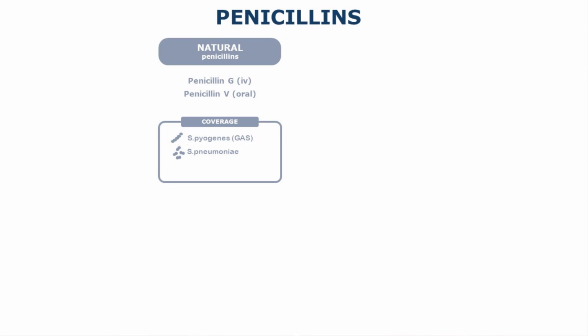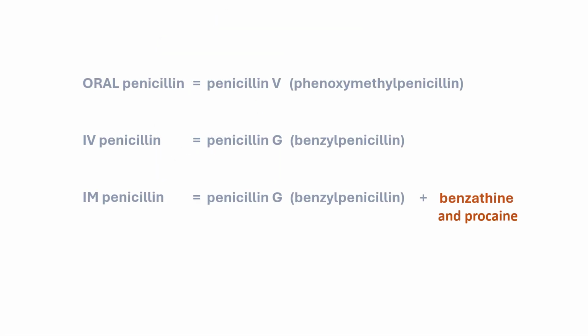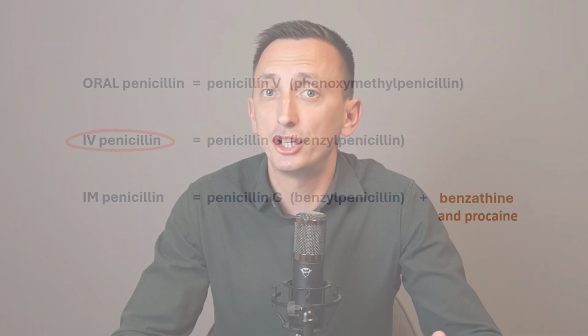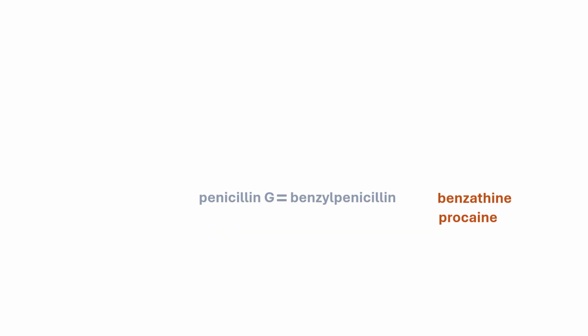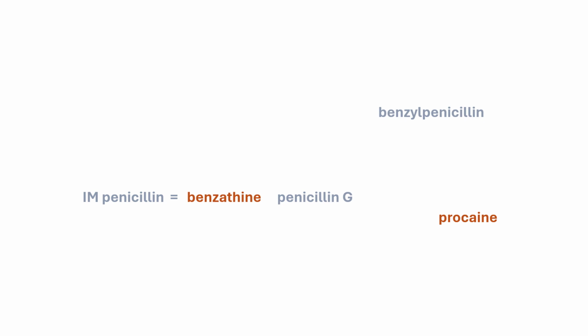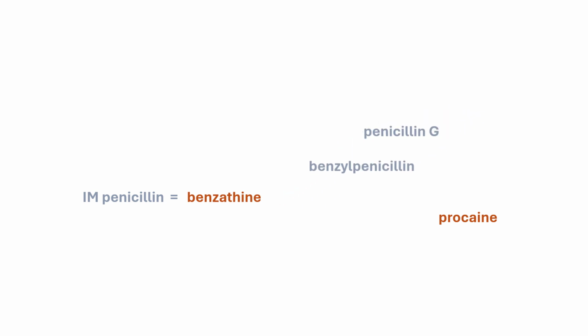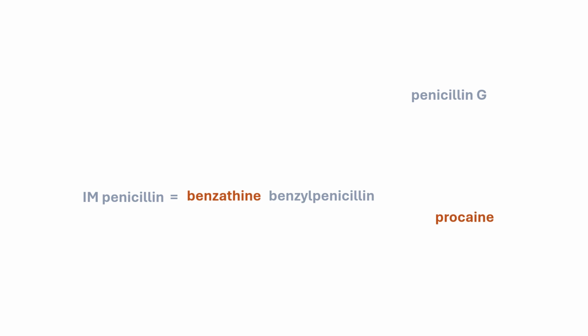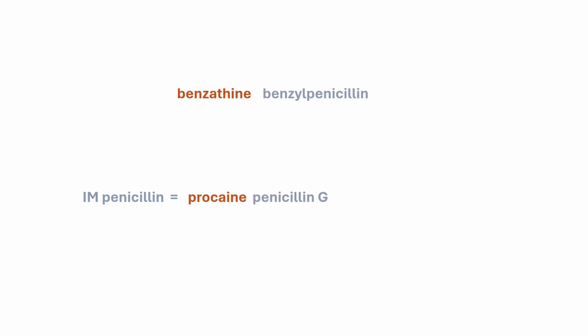So, for more severe infections, you will need much higher concentrations, which means you will have no choice but to use intravenous penicillin G that is administered up to 6 times a day, not just once in 10 days, right? Anyway, when it is combined with benzathine, penicillin G is called benzathine penicillin G, obviously, or benzathine benzyl penicillin. With procaine, it's called procaine penicillin G or procaine benzyl penicillin.